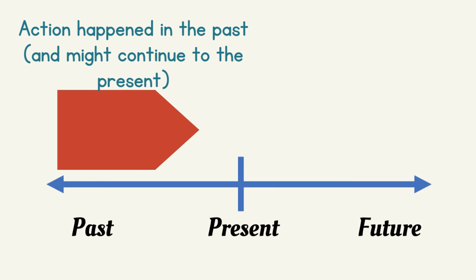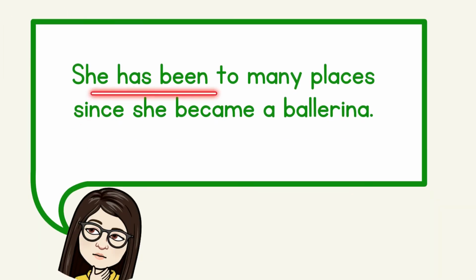Let's have another example. She has been to many places since she became a ballerina. In the example, she started to go to many places when she became a ballerina and is still traveling in the present. So the action happened in the past and is still continuing in the present.